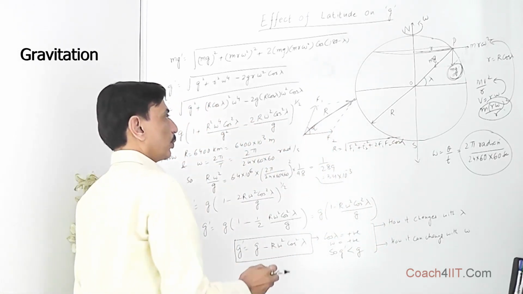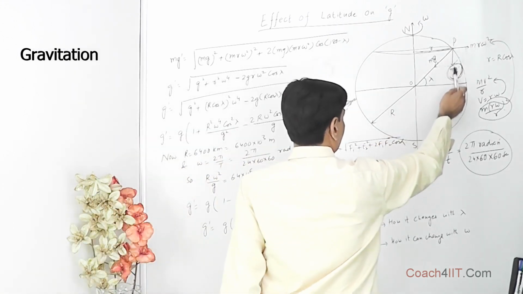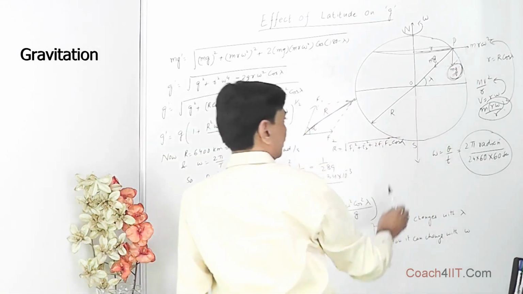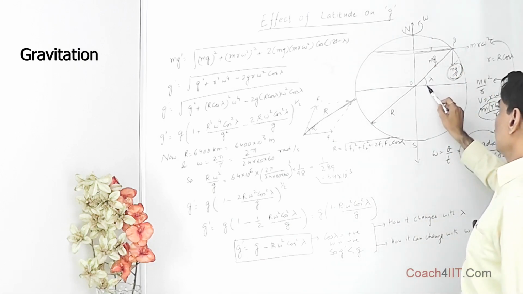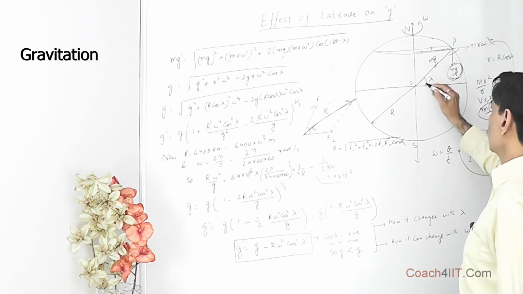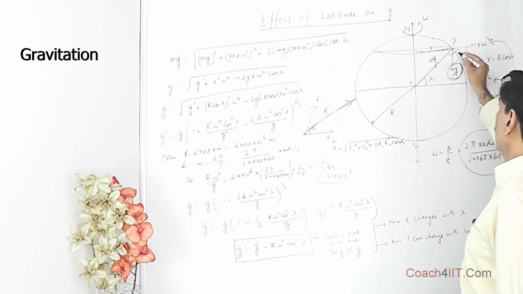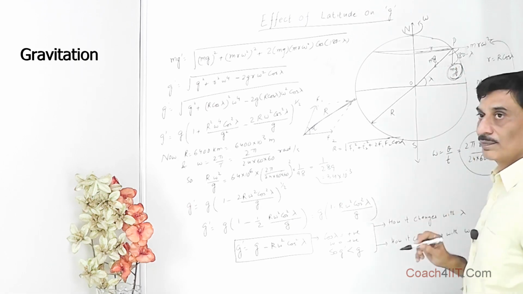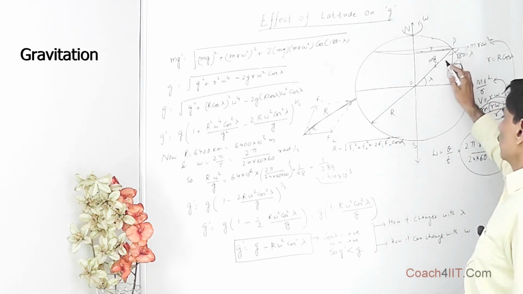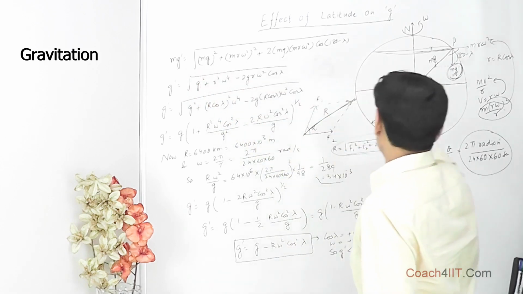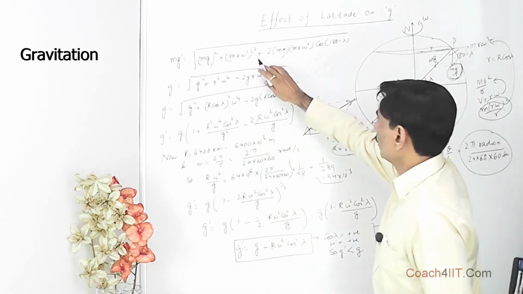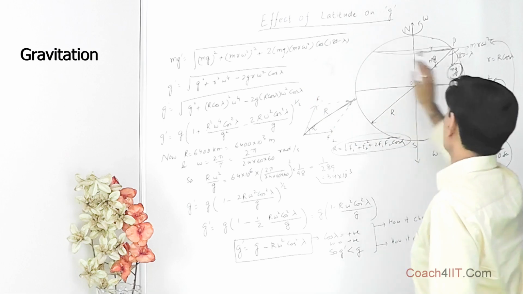So the same thing we use over here. We have to find the value of mg dash. These are two vectors. This line and this line are parallel. If this angle is lambda, then this plus this is equal to 180, so this angle is going to be 180 minus lambda. So for the resultant of this and this, we use once again the same formula. So we say mg dash is equal to the square root of, this square plus this square, plus 2ab cos 180 minus alpha.